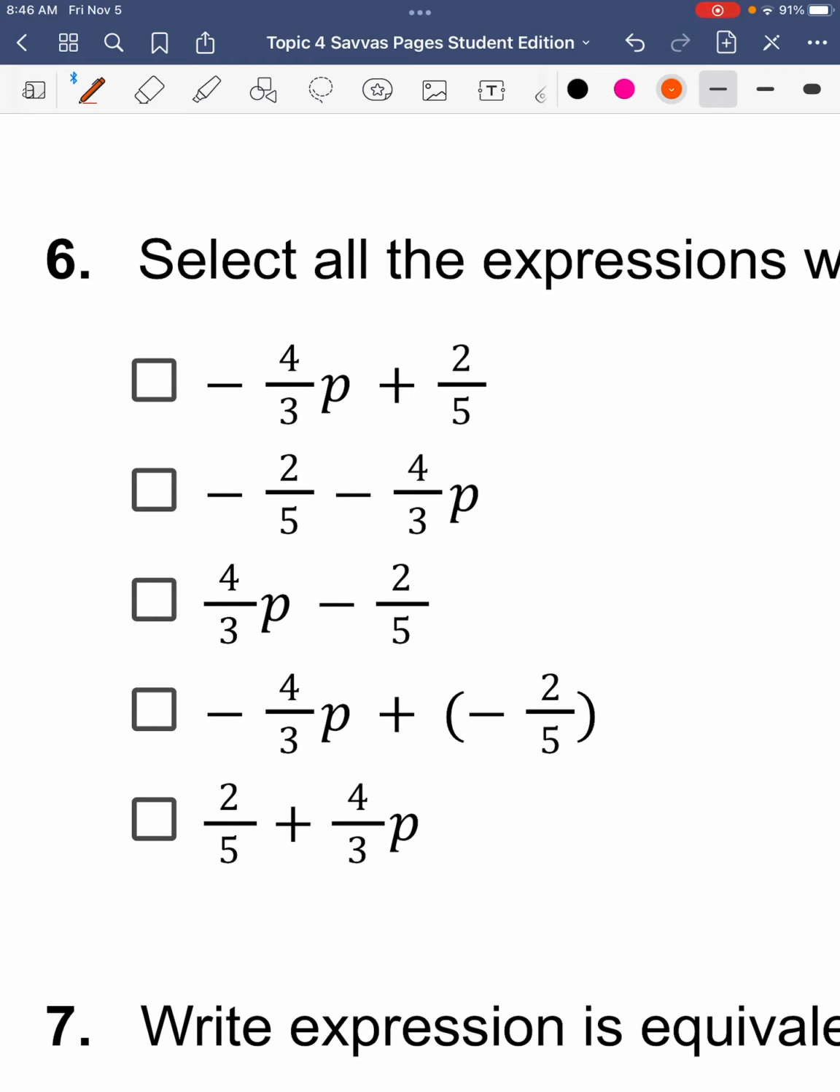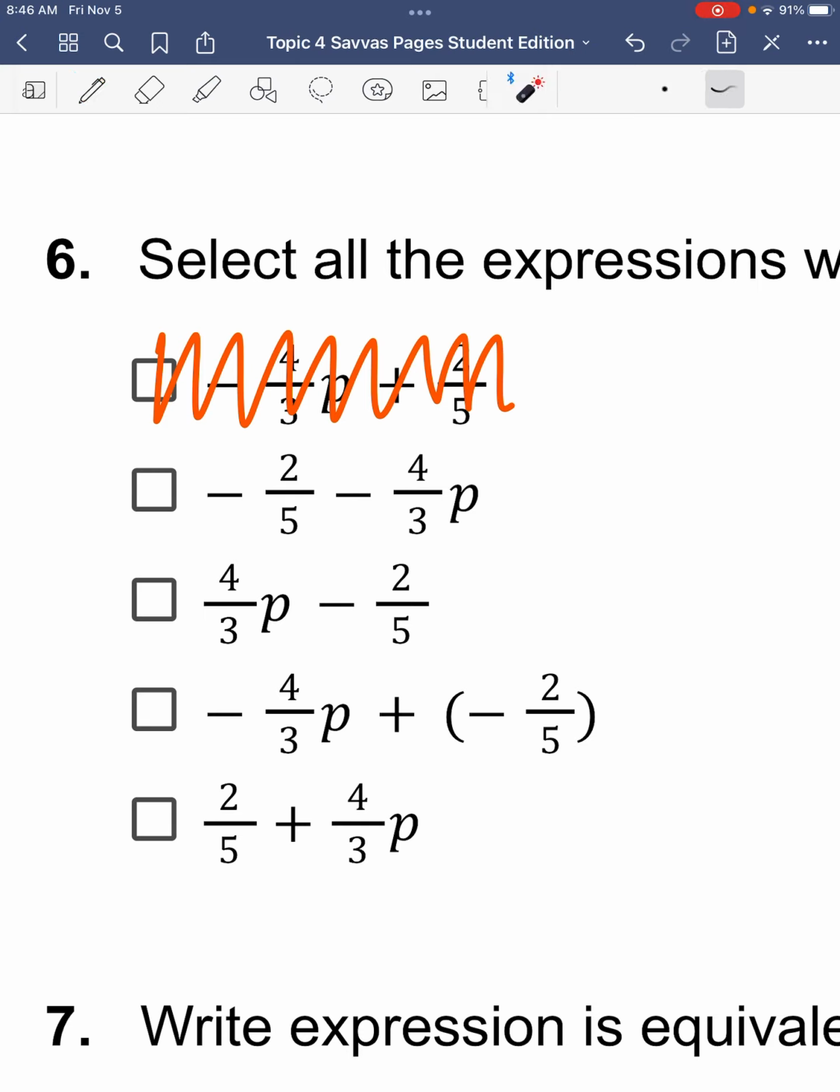So look at the first one. I've got negative 4/3 p plus 2/5. Well, one's positive and one's negative, so that doesn't work. The second one, I can see that they're both negative here and here. They're both negative. So that's good to go. We'll keep that one for now. In the third one, my 2/5 is negative. I have negative 2/5, but look at this 4/3 p. That's positive, so that one does not work.